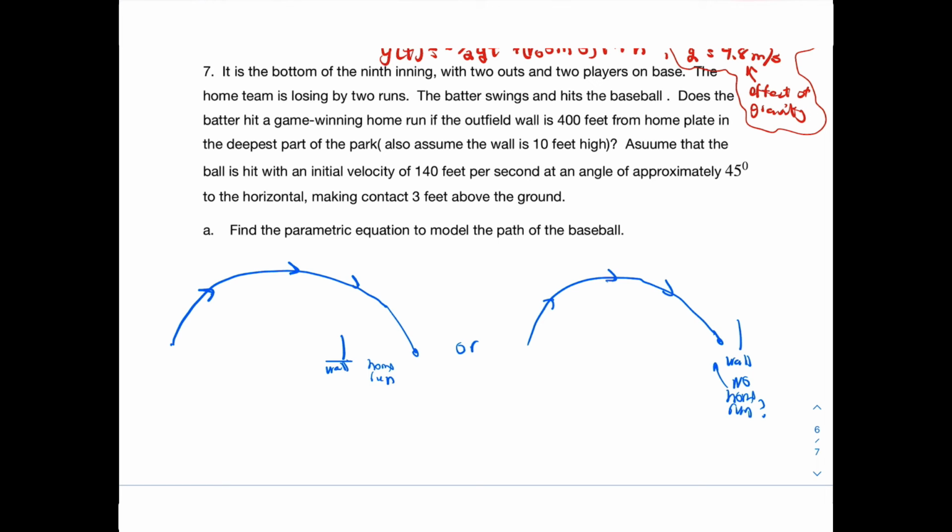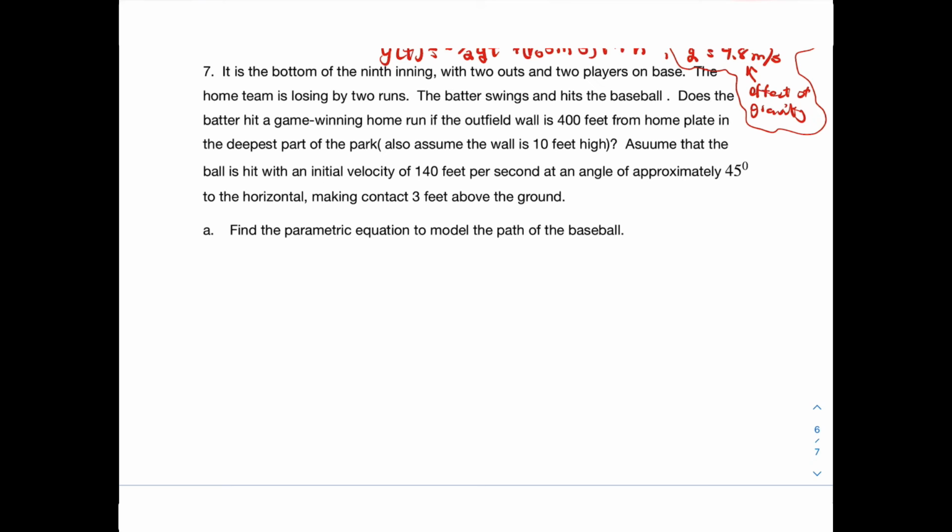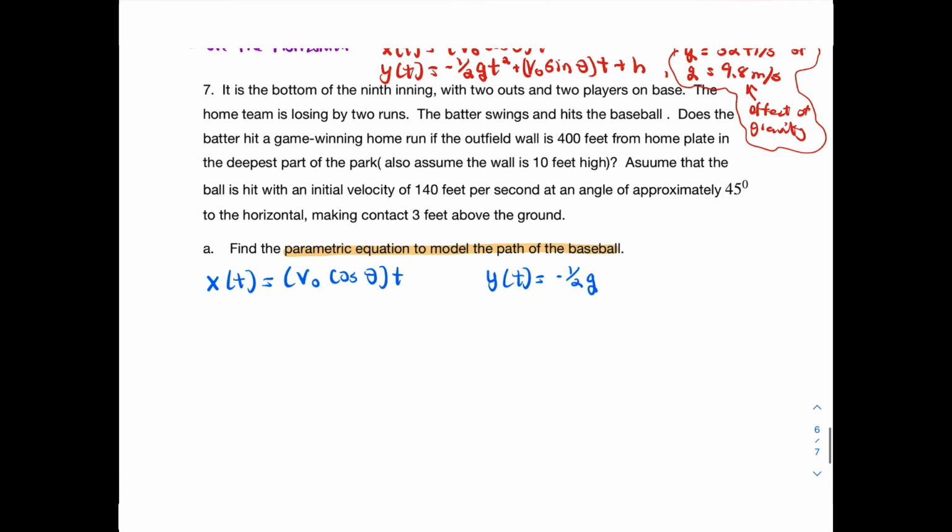So let's figure out our parametric equations. That's what part A is asking us to do. Let's figure out our x of t and our y of t using those formulas I gave you above. x of t is equal to the initial velocity times the cosine of theta times t. Memorize this formula. And y of t is equal to negative 1/2 g t squared plus v sub 0 sine of theta, all times t, plus h.